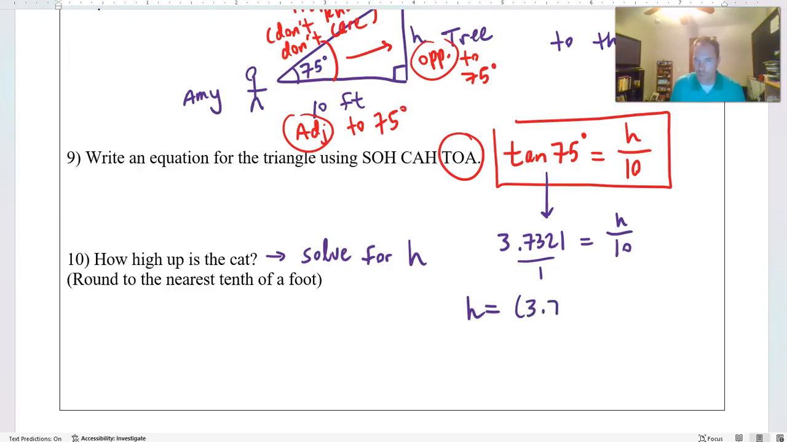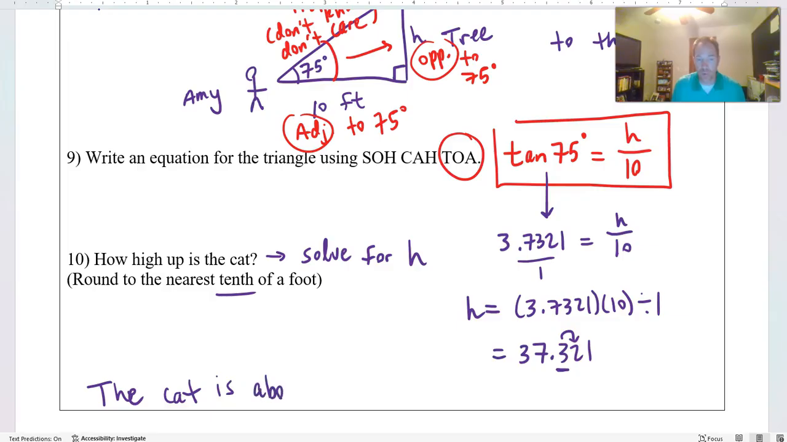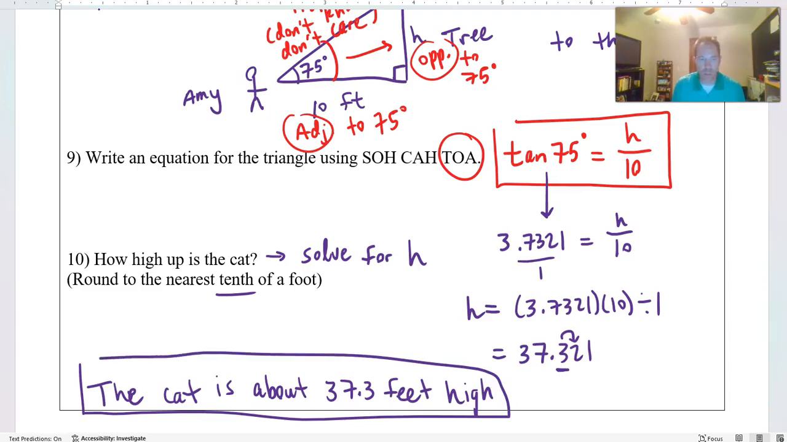So 3.7321 multiplied by the 10 and divided by 1, and that's going to give me 37.321. Now that's exact based on the numbers I have there, but it's still rounded because the 3.7 whatever is rounded. But here I got rounded to the nearest tenth of a foot, so we're looking at the 3 with the 2 next to it. So the cat is about 37.3 feet high. About 37.3 feet off the ground. There we go. So there's our story answer to a story question.